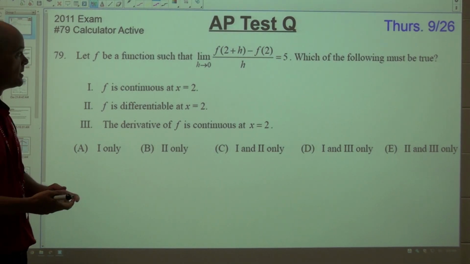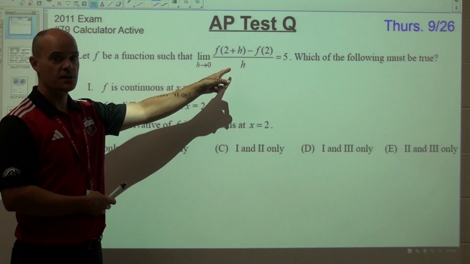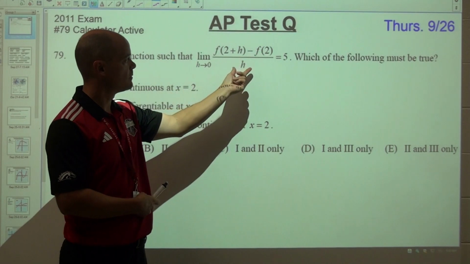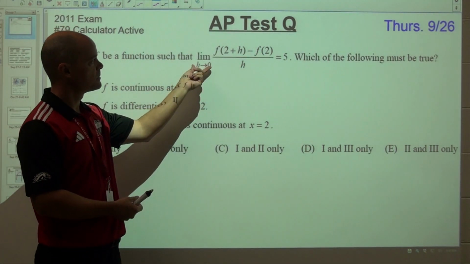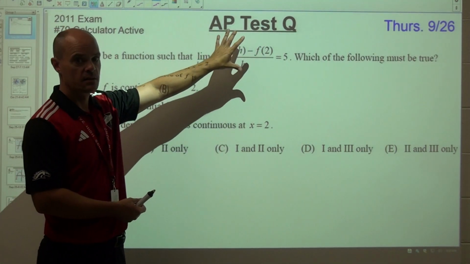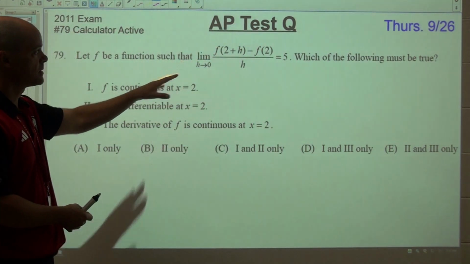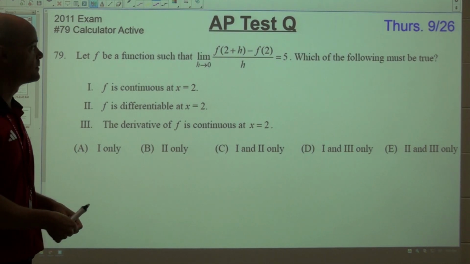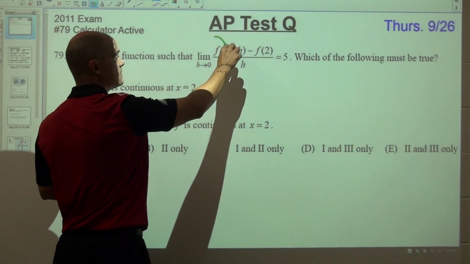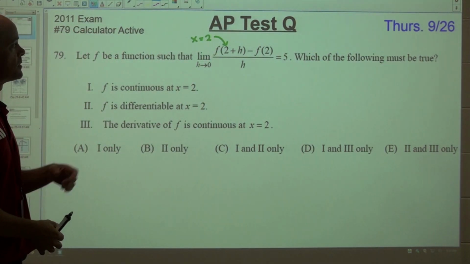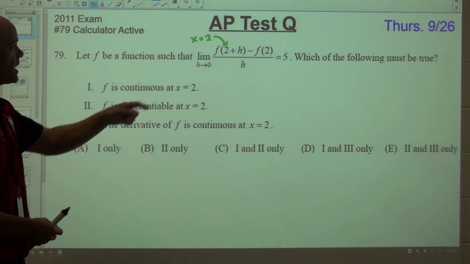All right, we're back. This is the definition of the derivative. There it is: f of x plus h minus f of x, all over h, and the limit as h goes to 0. So this is the derivative, and they're telling you the derivative equals 5. That's what this says. Where is the derivative? It's right here at x equals 2. So the derivative at 2 equals 5.